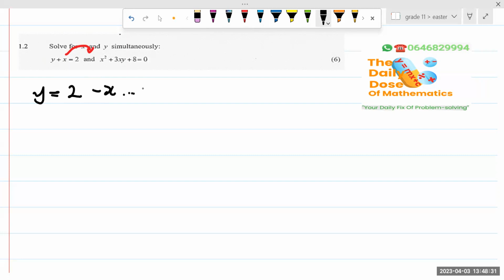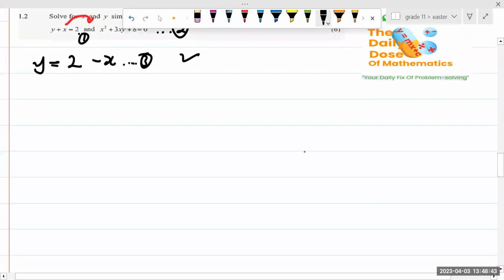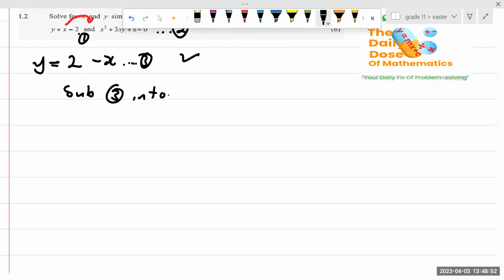And then we'll call this one equation number 3. This is going to be our equation 1, and this is going to be our equation number 2. Okay, I will get a mark for doing this table. What is the next thing that you propose we do? Sub 3 into 2.